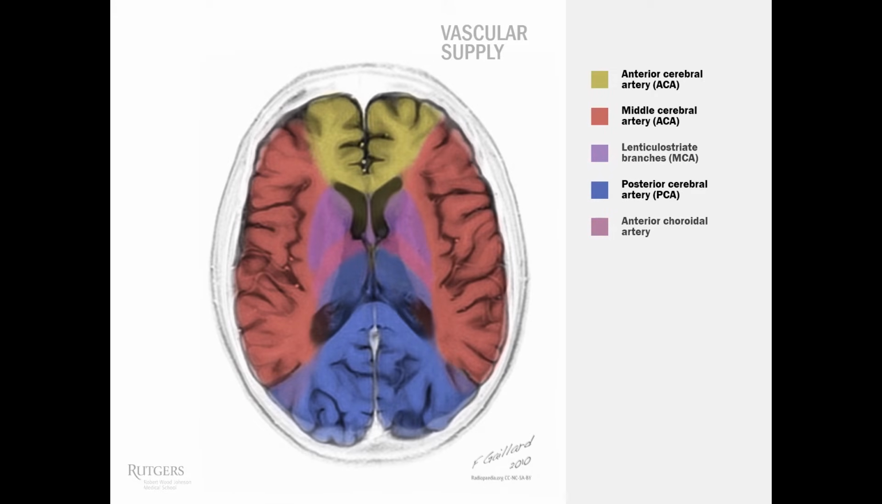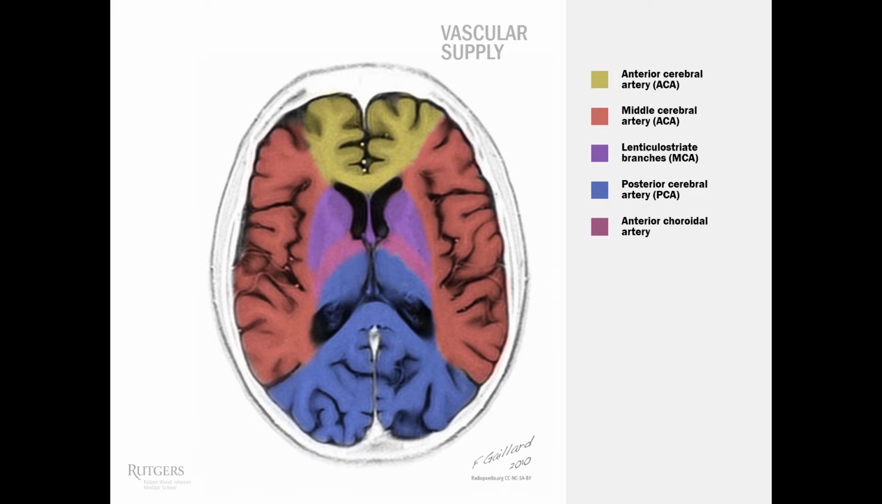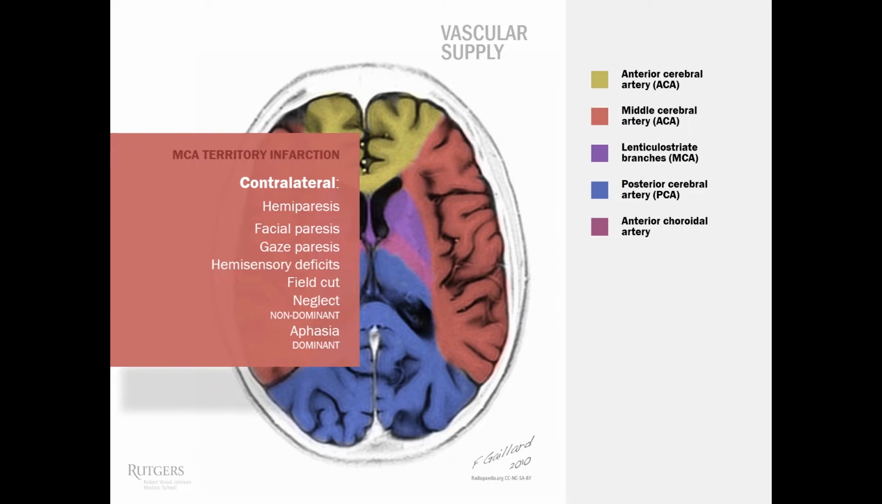MCAs supply the vast majority of the hemispheres, and occlusion of these vessels causes quite a bit of symptoms, including contralateral hemiparesis, face paresis, gaze paresis, sensory deficits, field cut, and in non-dominant lesions, neglect, and in dominant hemispheric lesions, aphasia. With those symptoms, you can throw in dysarthria, which is non-localizable and can occur with any damage to the motor tracts, and difficulties with skilled movement called apraxia.